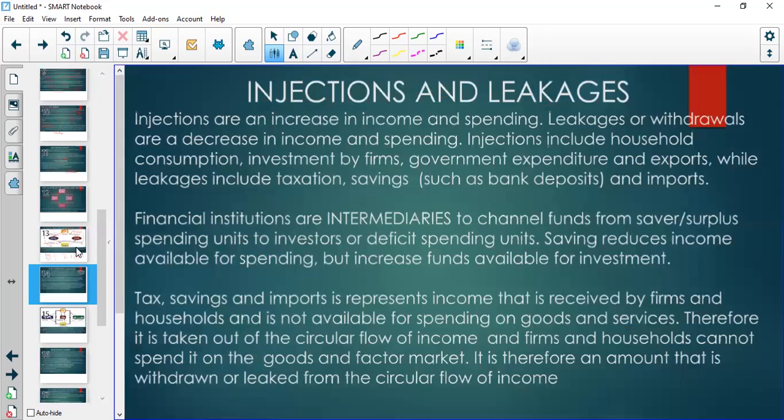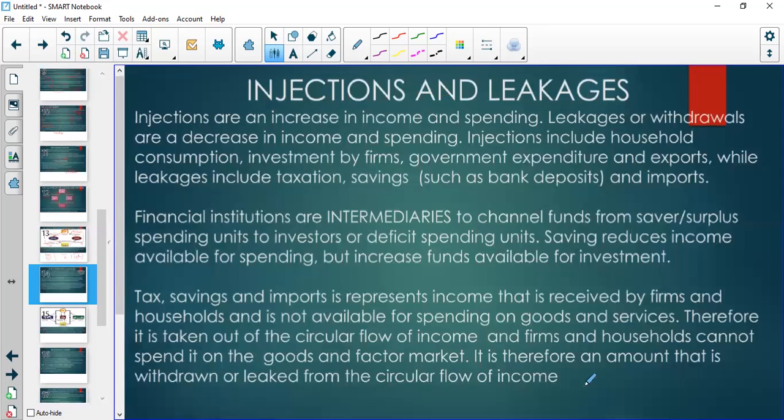All right, so we have shown you there that people are going to get income and spend it, but they're not going to spend all the income. And the income they get from the factor markets is not the only income there is. There is more money they can get from somewhere else. So that's why we talk of injections and leakages in the circular flow of income.